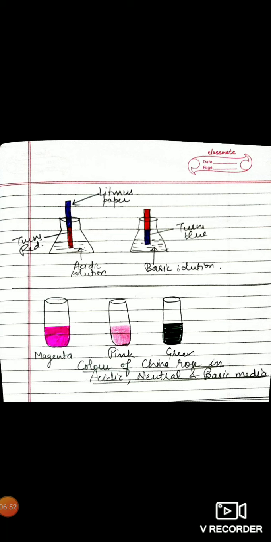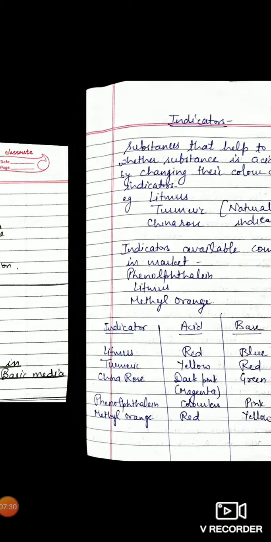Here three solutions are taken. The first one is an acidic solution, the second one is a neutral solution, and the third one is a basic solution. In the first, when we put a few drops of China rose solution into the acidic solution, the color becomes dark pink, which is called magenta. The middle one is the neutral solution, and in case of neutral solution, China rose solution gives a very light pink color. And the third one is in basic medium, where China rose extract gives a green color. On the basis of this, we can distinguish between an acid, base and neutral solution.